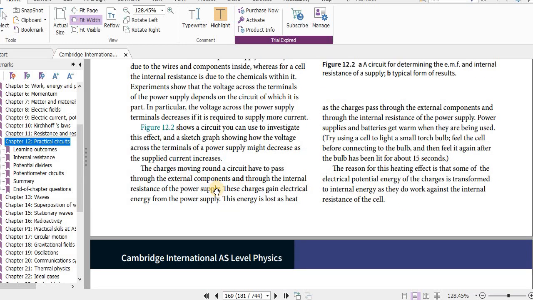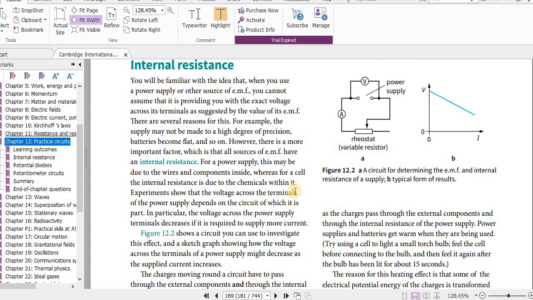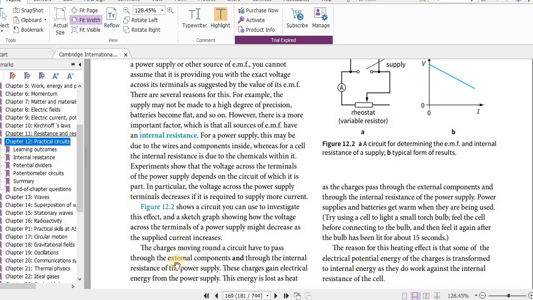Okay, and when you learned about potential difference, EMF, voltage, you learned that the power supplies or batteries supply energy to the charges to push them around the circuit, whereas at other components like resistors and lamps, the electrical energy is converted to other forms, so this energy is used up. The charges moving around a circuit have to pass through the external components and through the internal resistance of the power supply. These charges gain electrical energy from the power supply.